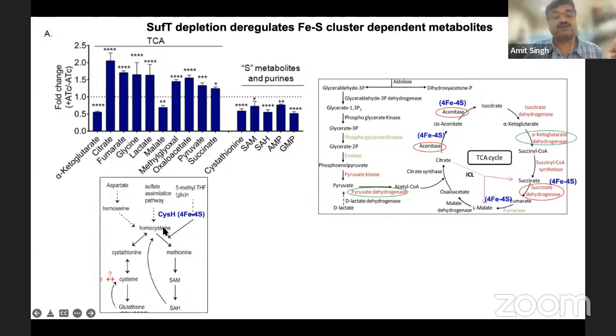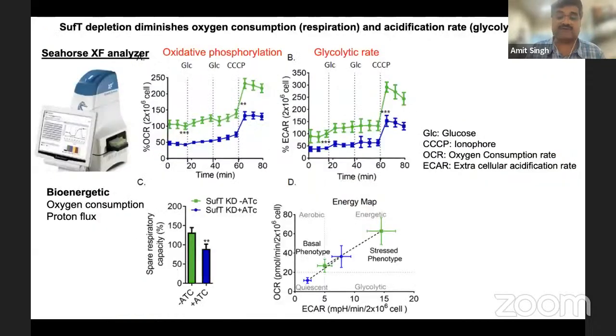And this seems to be very interesting because methionine metabolism and proper functioning of the active methyl cycle seem to be essential for MTB. So that also seems to be deregulated in the SUFT mutant. So there is a widespread metabolic derailment in the SUFT mutant if you have depleted levels of SUFT mediated iron sulfur cluster biogenesis.